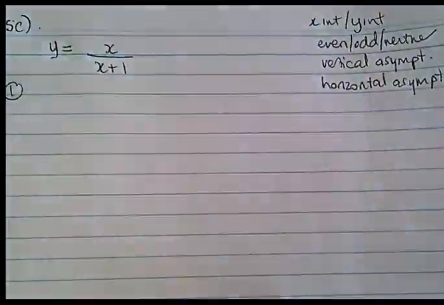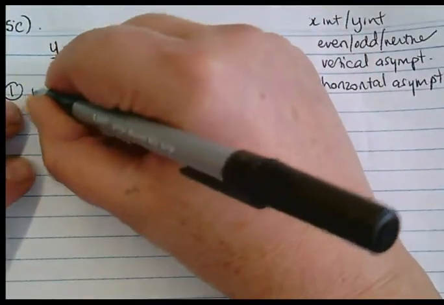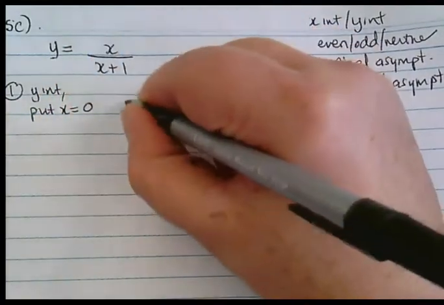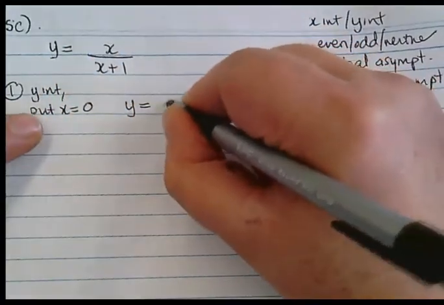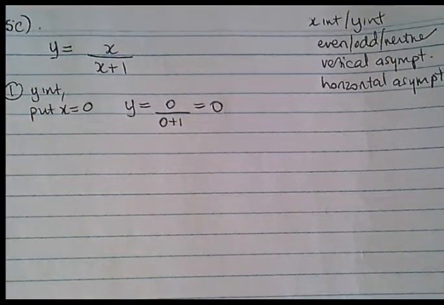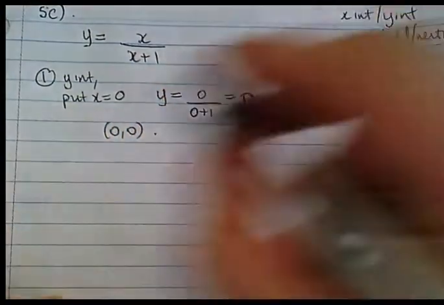So, for x-intercept, put y is 0. For y-intercept, put x is 0. What have we got? y is 0 over 0 plus 1, which is 0. You don't have to do the other one, you got it. When x is 0, y is 0. When y is 0, x is 0. So we know that (0, 0) is a point on the graph.